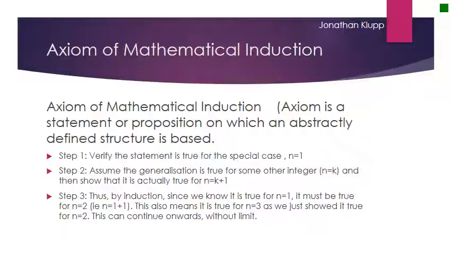Now, for the purposes of mathematical induction, we have 3 steps that we're going to focus on. We'll explain these in more detail in a moment, but the first step is to verify the statement is true for the first case. This first case is a special one. It starts us off. So we have n equals 1 as our first. We're then going to assume in the second step that this generalization, this pattern, is actually true for some point in the series, and we're going to show that it's true then for the one after that.